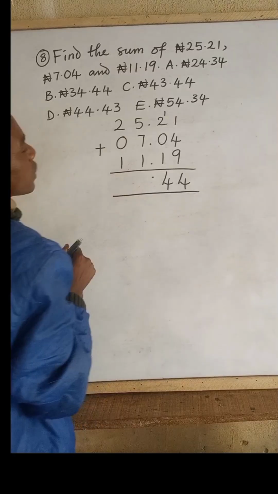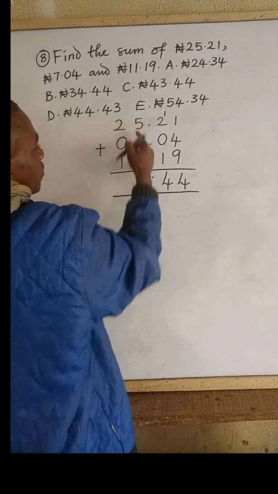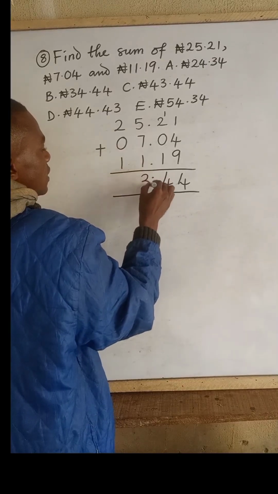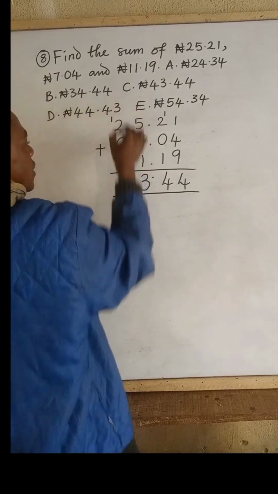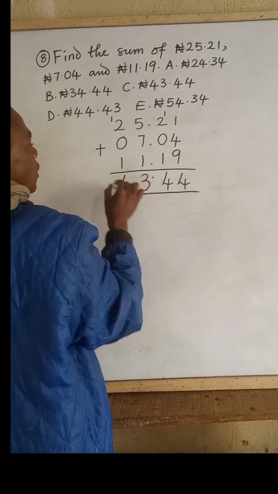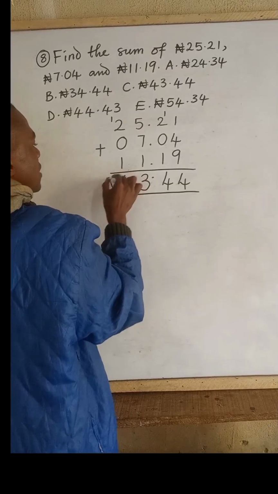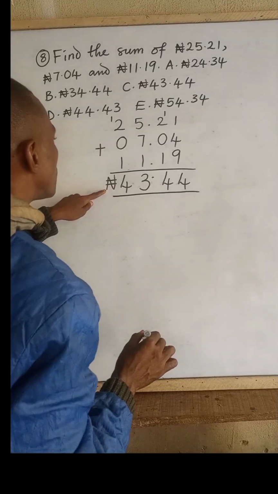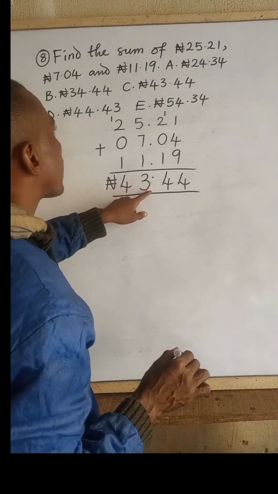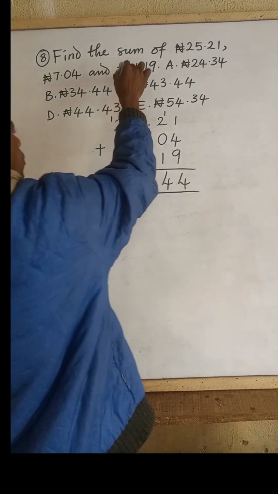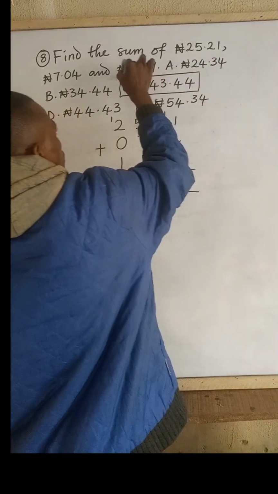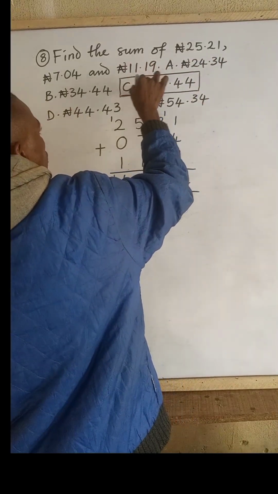I will move to the other side. So when I add 5 plus this will give us 12 plus 1. It will give us 13. I will carry 1 and fix here. It will be 4. I will now put the naira sign, which is Nigerian currency. So answer to this question is 43 naira, 44 kobo, which is option C. All right.